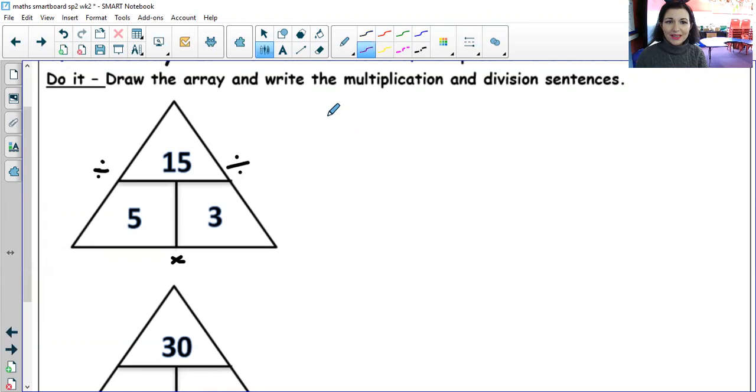Okay, year 2, let's have a look at this, shall we? So I'm going to draw my array first. 1, 2, 3, 4, 5. It doesn't matter if you drew your array the other way around, by the way. If you did it in groups of 3, that would be fine. 3, 4, 5. 1, 2, 3, 4, 5. So there is my array, and my number sentences.